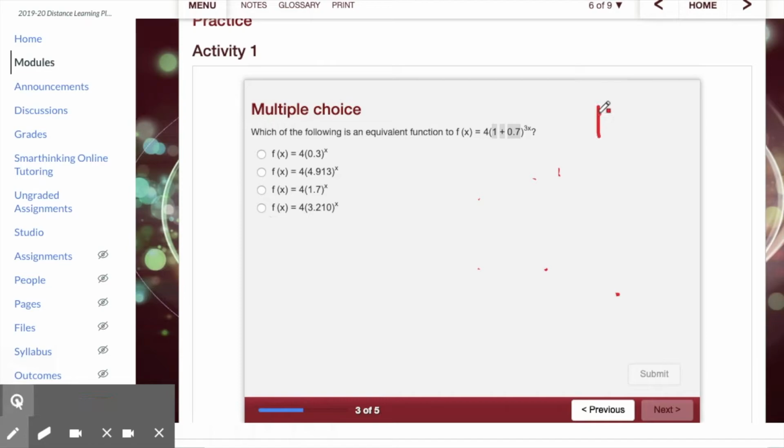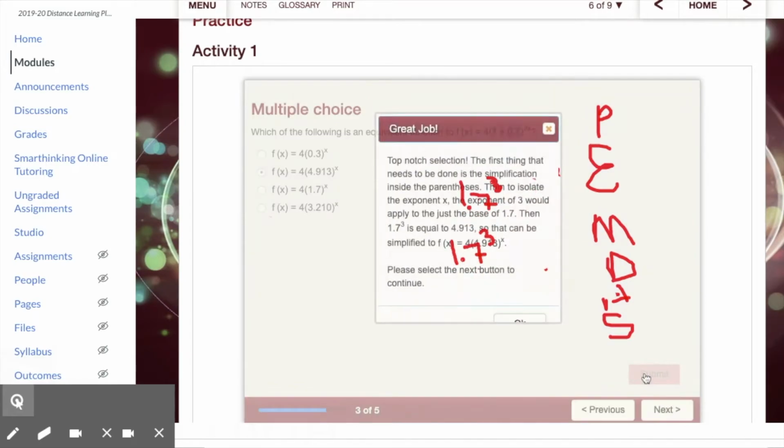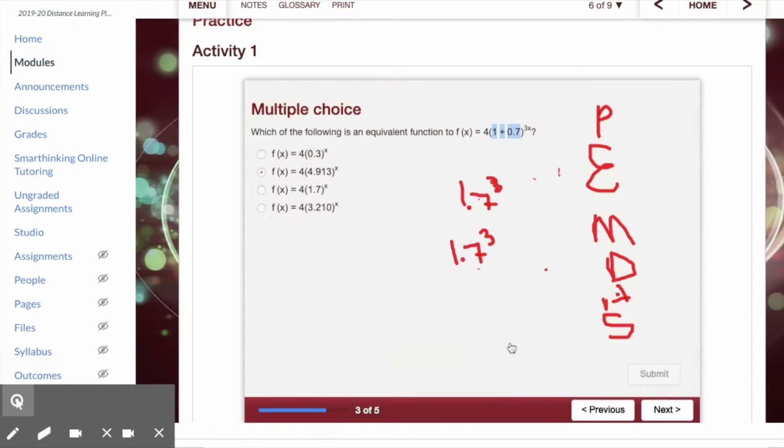So just a little recap, we have parentheses, exponents, multiplication, division, addition, subtraction. So I want to go ahead and add that together first. So 1.7, and then I want to raise it to the power of 3. Oh gosh, that's kind of difficult. Let me try that again. 1.7 to the power of 3. After you calculate 1.7 to the power of 3, you do get 4.913, etc. So here's my answer here. Let me go ahead and submit. And we got that one correct again.